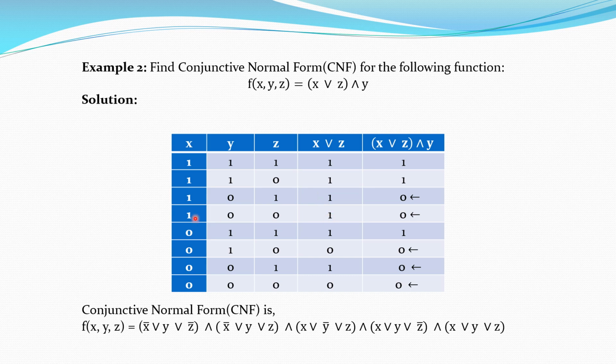Similarly for this 0, if the variable has value 1, we take its complement. So it is x bar join y join z. Now for this, the answer is 0. Now here y has value 1, so we take the complement of y. So it is x join y bar join z. And similarly for the last two zeros we get these two max terms. So meet of max terms is the required conjunctive normal form.